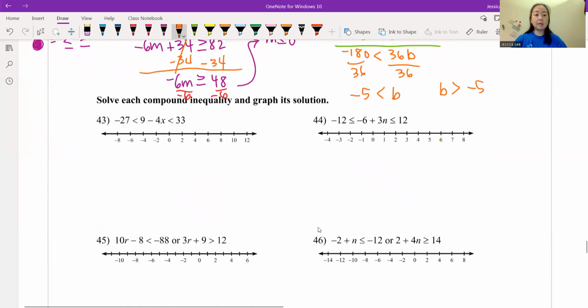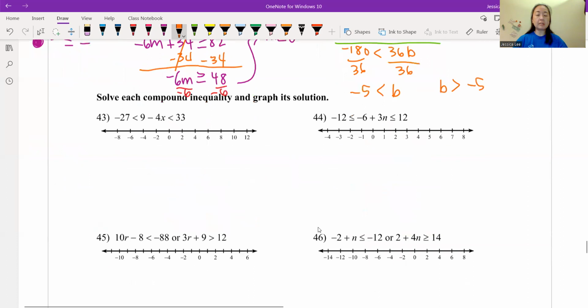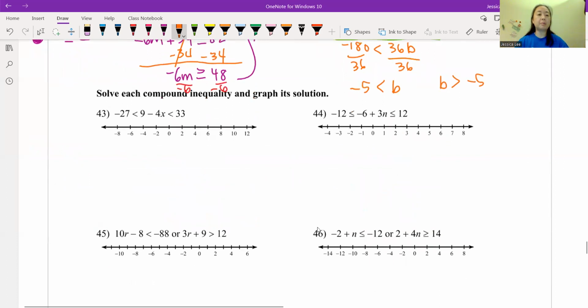All right, and we got 2 more different things going on. The exact same things, but we're adding a little bit of extra on it. We've done these before. So this one I do have to copy down. This is -27 is less than 9 minus 4x less than 33. So normally we would just have one inequality, but here we have 2. These are what we call compound inequalities.